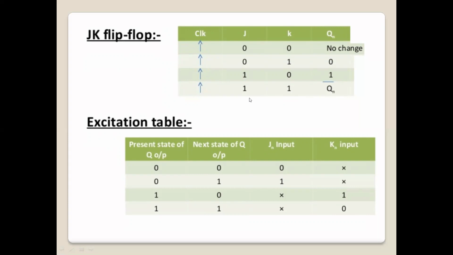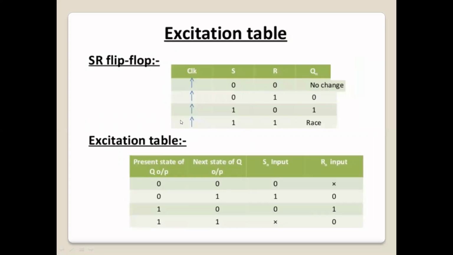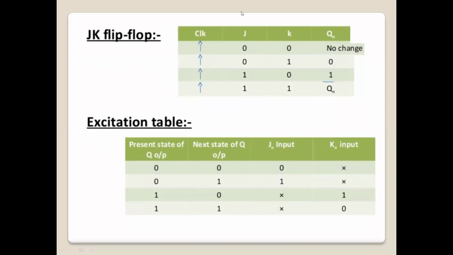So we have seen that in SR flip-flop for 1, 1 inputs, output is invalid. That disadvantage is overcome by JK flip-flop. The first three input conditions are the same. The only difference is the 1, 1 condition, where the output will toggle. Okay, so moving to the excitation table.